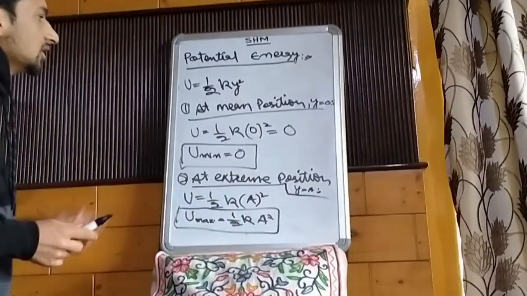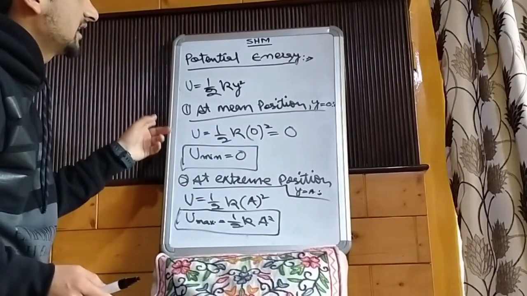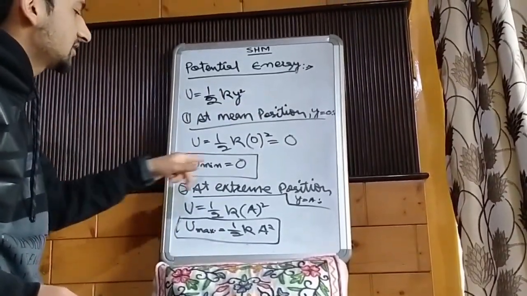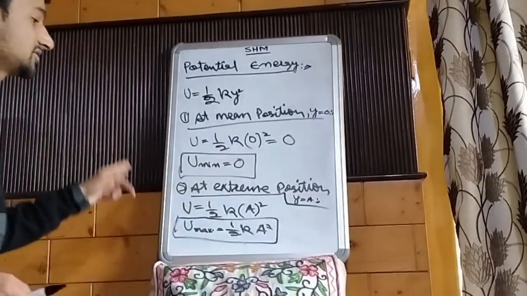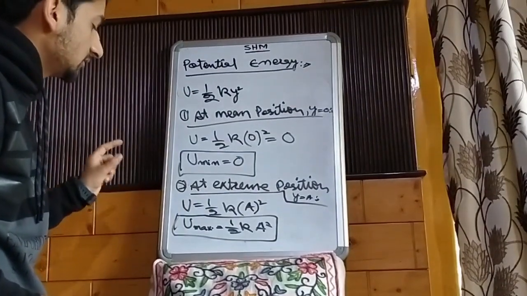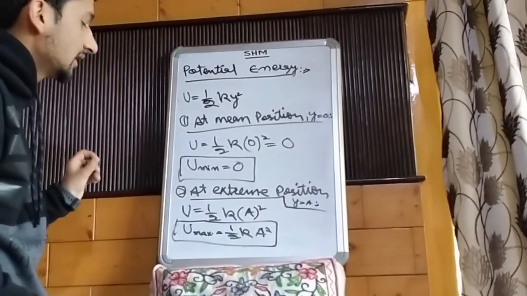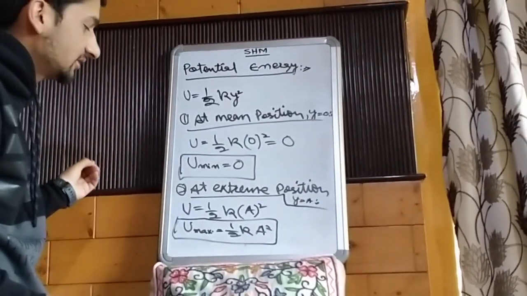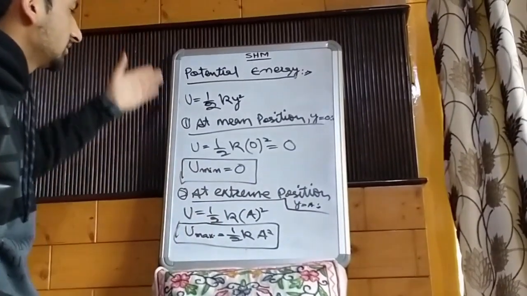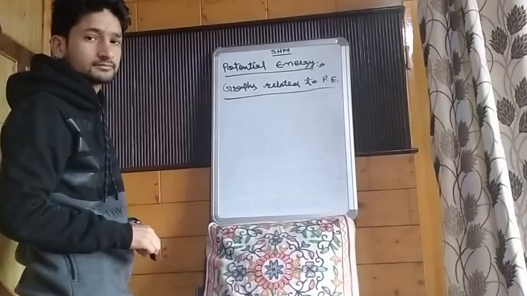So we can conclude that at the mean position, where we take y equal to 0, the potential energy is minimum, which is actually equal to 0, and at extreme positions, where we take y equal to a, U is actually U max. Potential energy has the maximum value, which is equal to 1/2 of k a square. So this was about the values of potential energy at the mean position and at the extreme.